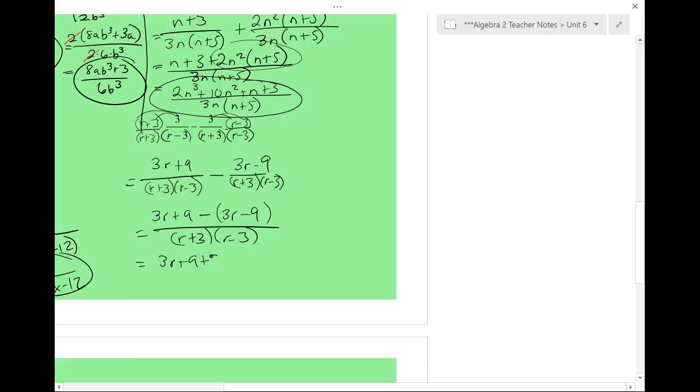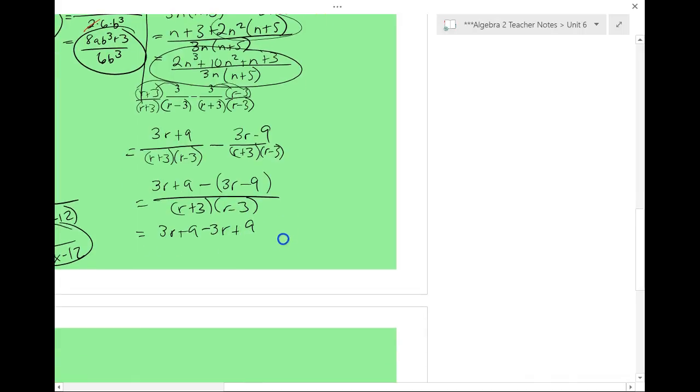I have 3r and, sorry, that's actually minus 3r, and then plus 9. And so now you'll notice that I have 3r and minus 3r, so those will actually, sorry, let me write the rest of the denominator. The 3r and the negative 3r will cancel each other out because it's 3r minus 3r. But then I'll have 9 plus 9 on the top, which will be 18 over r plus 3 times r minus 3. And there's no common factors between all those terms there in the factors, so that's what I'm left with.